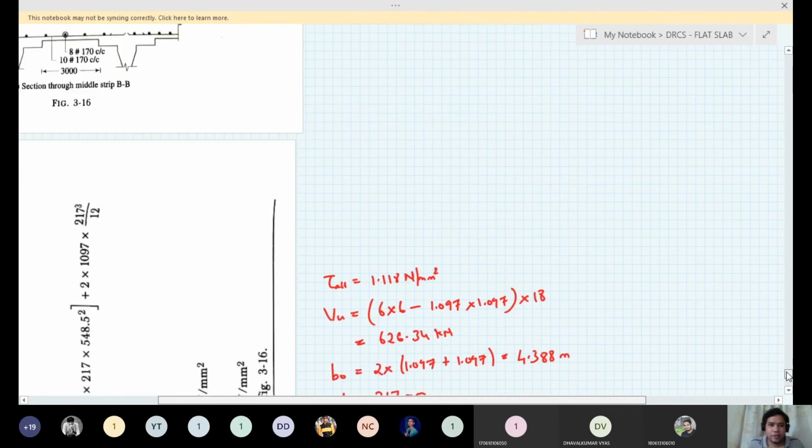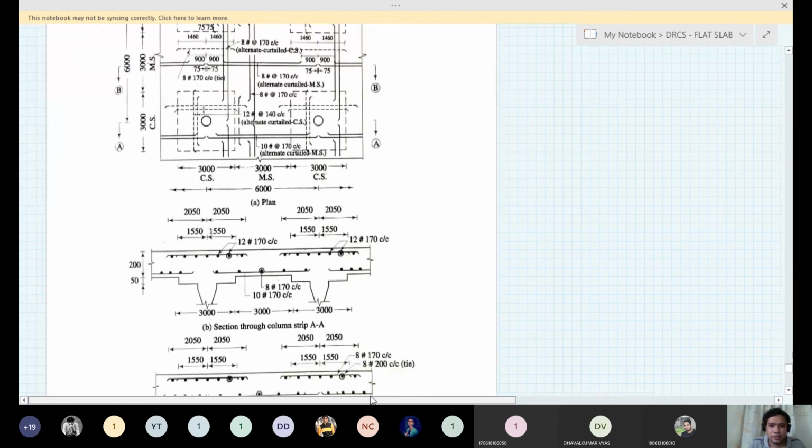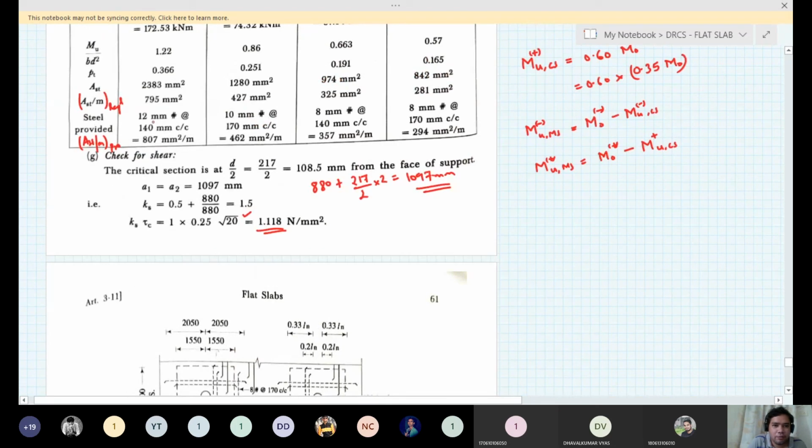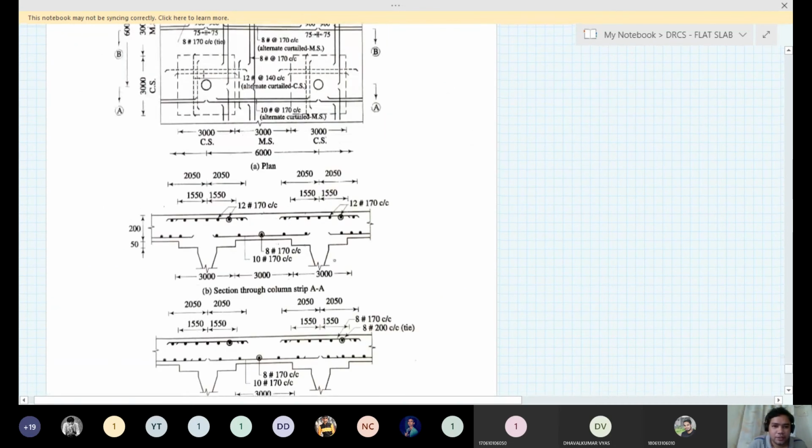So then you can provide the reinforcement you have calculated. Here the reinforcement provided is 12 mm dia at 140 center in the column strip. Negative reinforcement means in the top of the column strip, and in the bottom of the column strip it is 10 dia 140 center. So you can see this section through the column strip. The top reinforcement is 12 dia 170 center to center, and the bottom reinforcement is 10 dia 170 center to center.